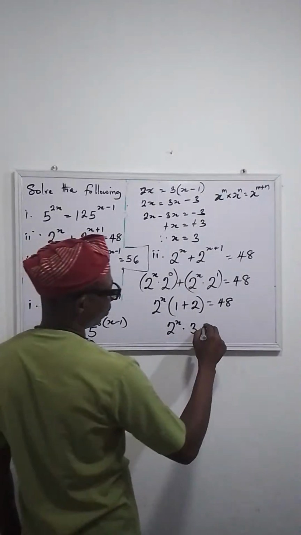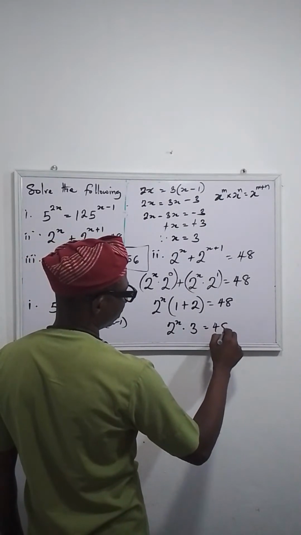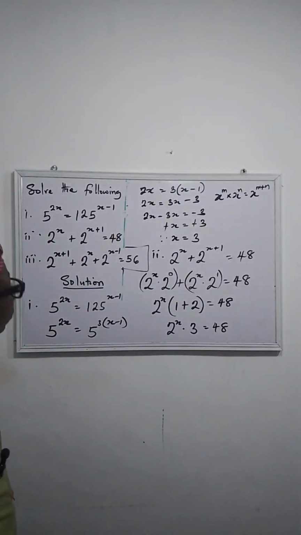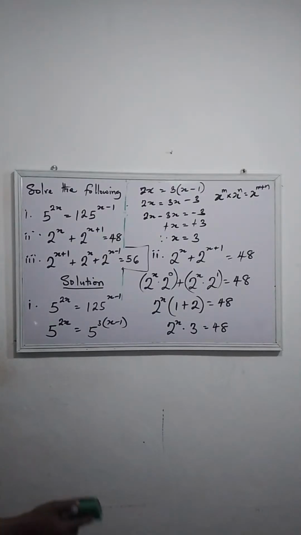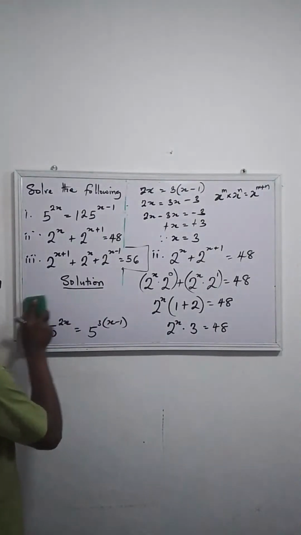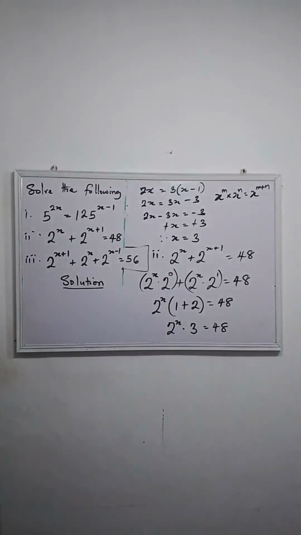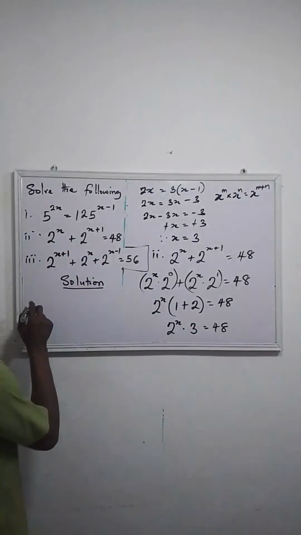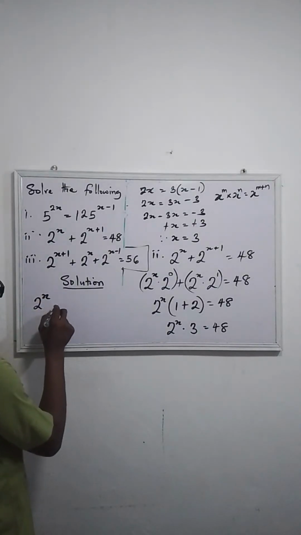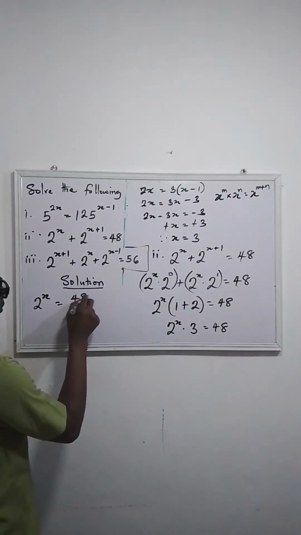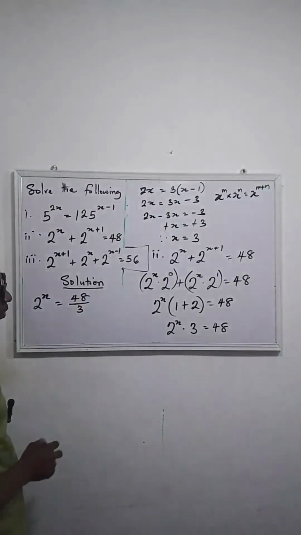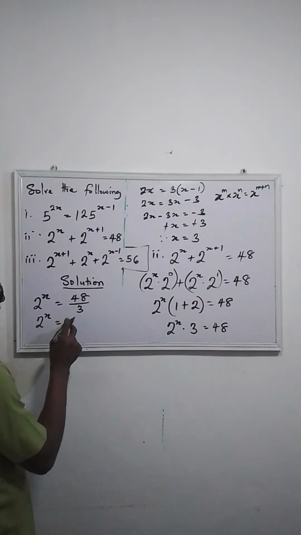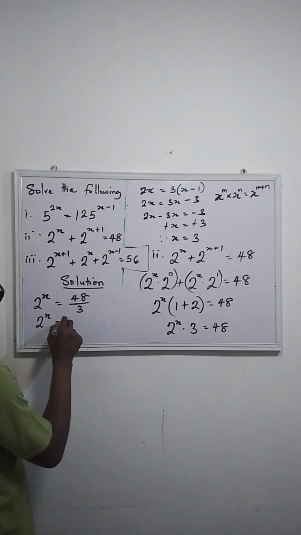Okay, equals 48. So what are you to do now? You divide both sides by 3. So you divide this by 3, this by 3. Can we do that? So you have 2 raised to the power of x equals 48 over 3. And that is the same thing as what? 2 raised to the power of x equals what? 16. So we have 16.